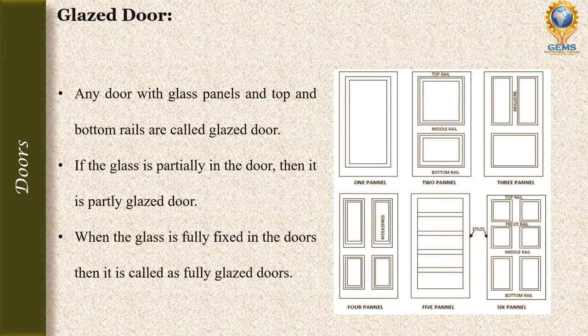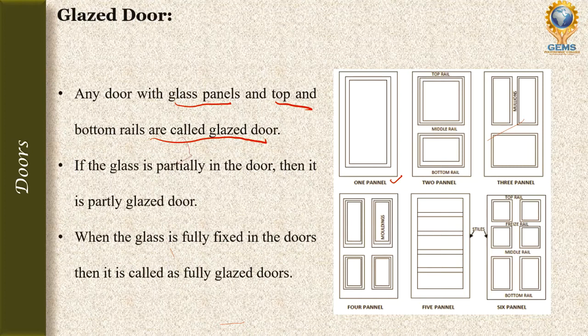So any door with glass panels at the top and the bottom rails is called a glazed door. These are the types of glazed doors: one panel, that means only one panel will have glass, or 2 panels, 3 panels, 4, 5, 6 panels. These are the different glass panel doors.